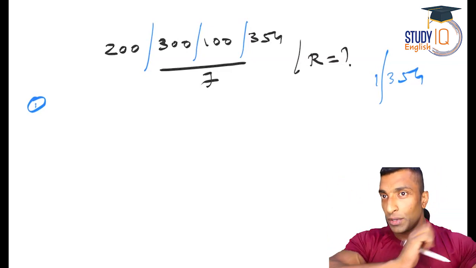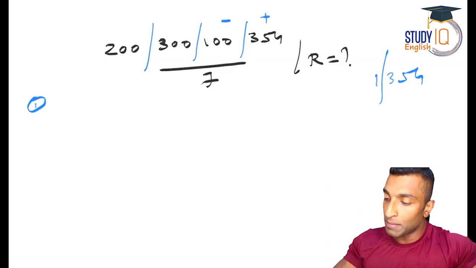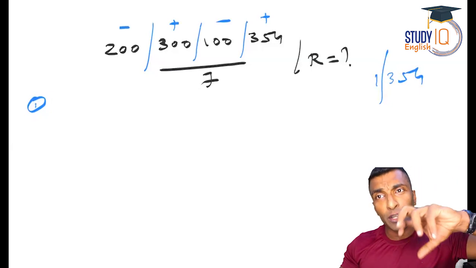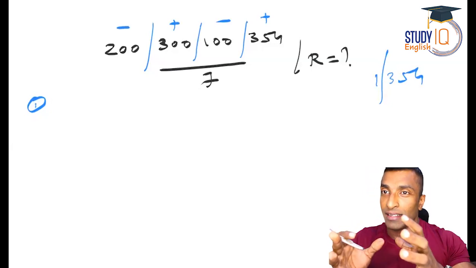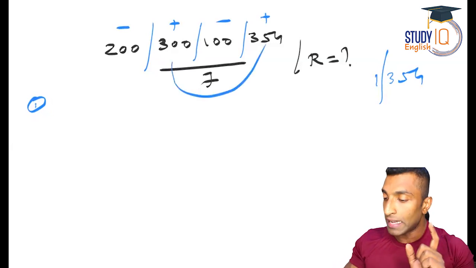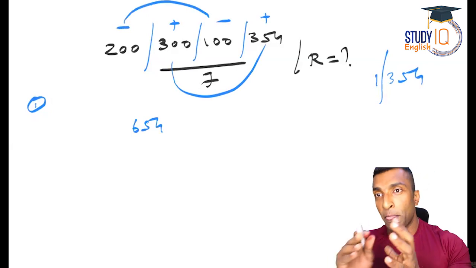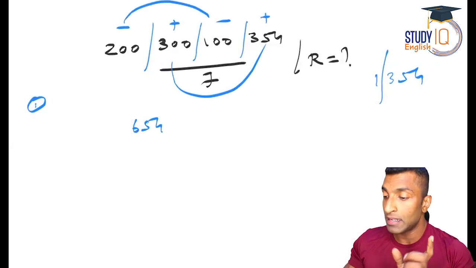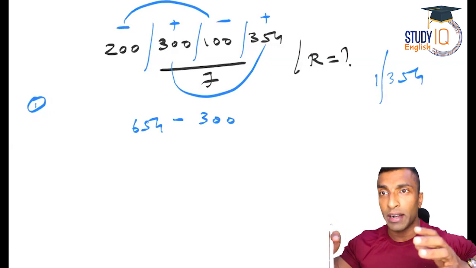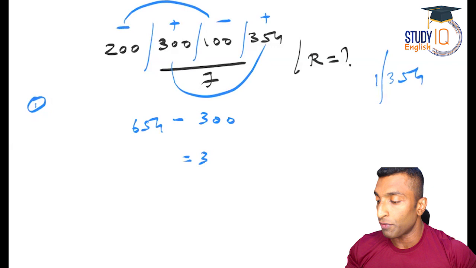So on the rightmost side, you group into triplets, then put plus minus signs. So plus, minus, plus, minus. Now bring together the same signs. That means add the triplets with the same sign. 300 and 354, what is that? 654. And then 200 and 100, that is negative. So minus 300. Both are negative, so minus. So what did I get? 354.